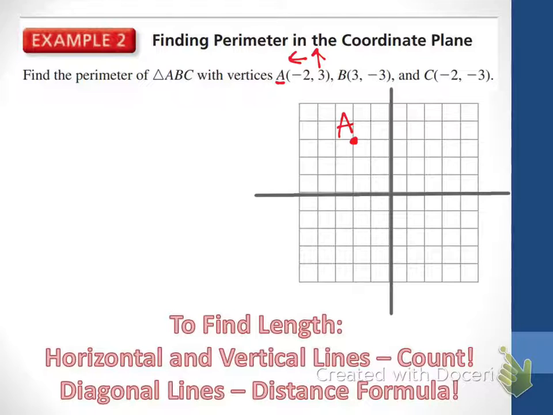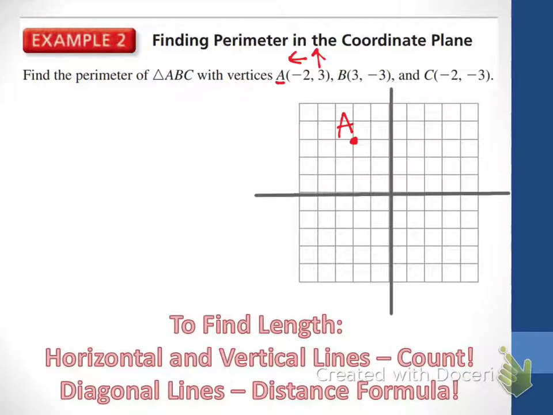You need to label the vertices. Why? It's for your own benefit. At the end, we're going to have one diagonal line. You're going to need to use the distance formula, so you need to use the correct coordinates. Therefore, you need to know if it's A, B, or C.